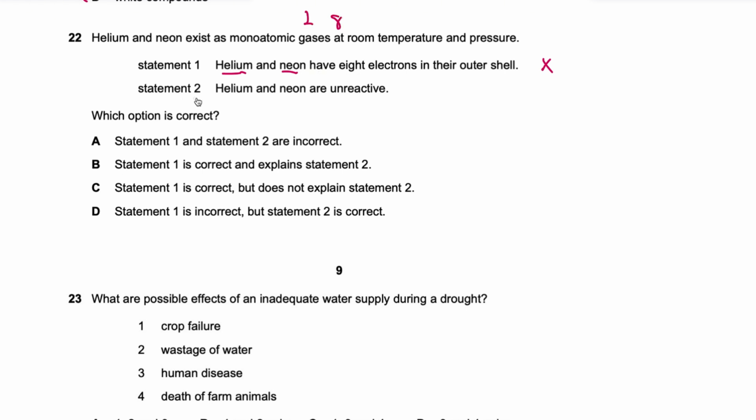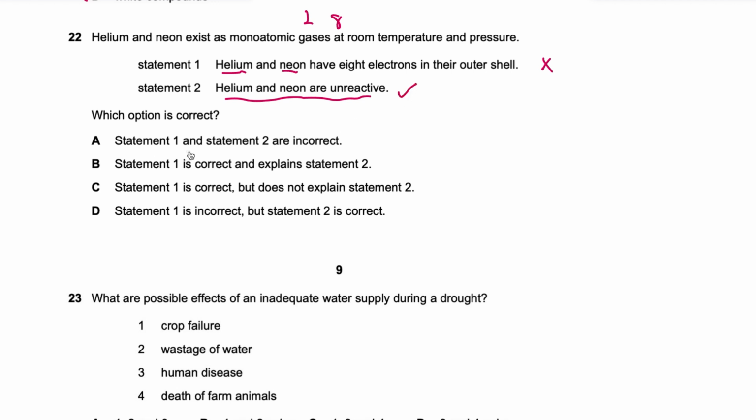Okay? Now let's look at statement 2. Helium and neon are all unreactive. Yes, they are all unreactive. They are in group 8 or group 0 in the periodic table. They are already balanced. The first shell, once it has 2, is balanced if you don't have any other shell. So statement 2 is correct.